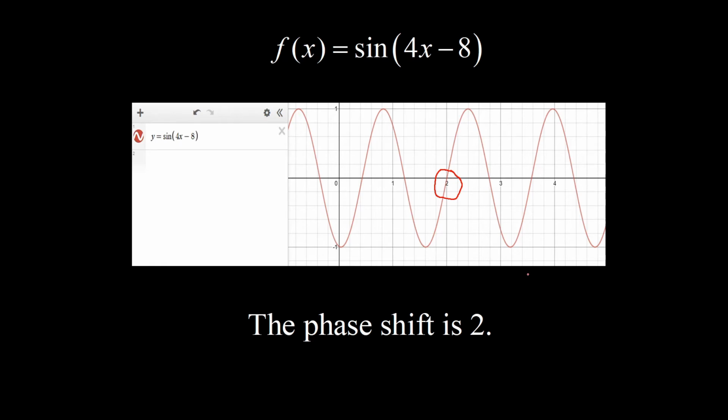Now that can be complicated with these repeating functions because you might be thinking to yourself, well, couldn't it start here or couldn't it start here? Sure, it can. But given this equation, we would say this sine function starts here.